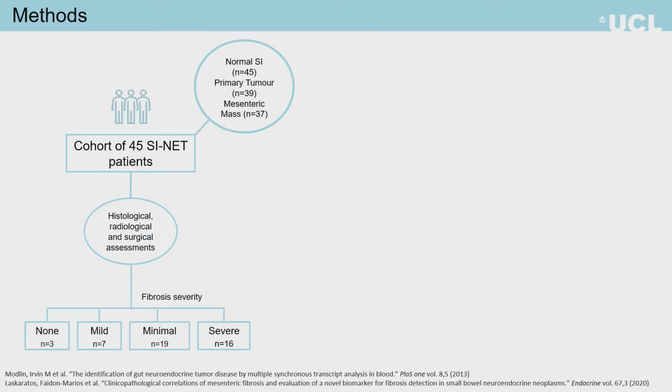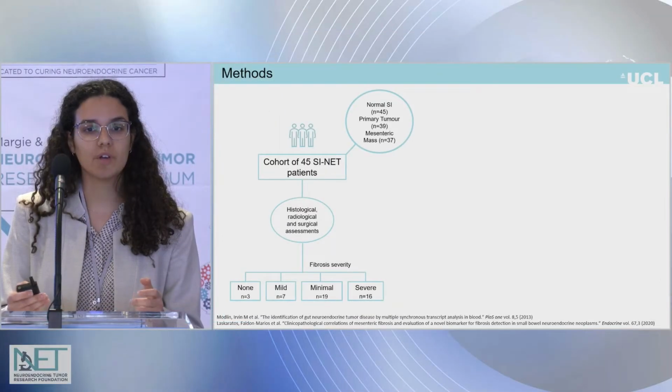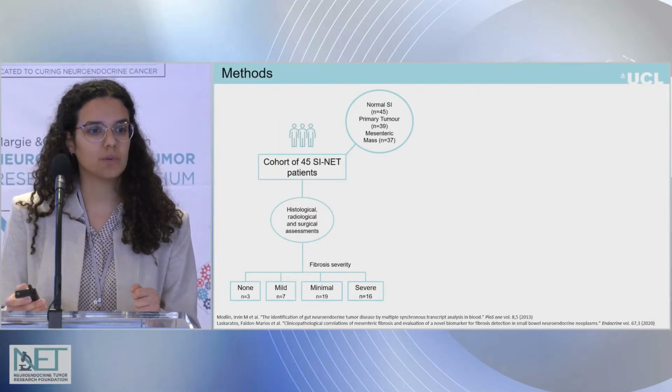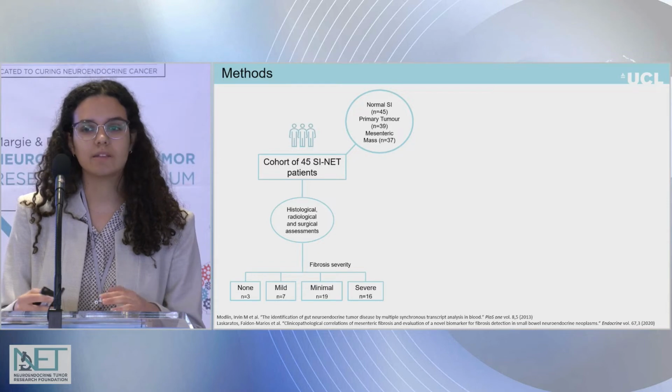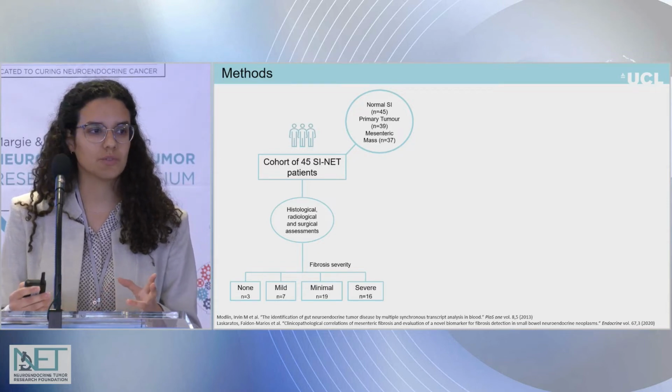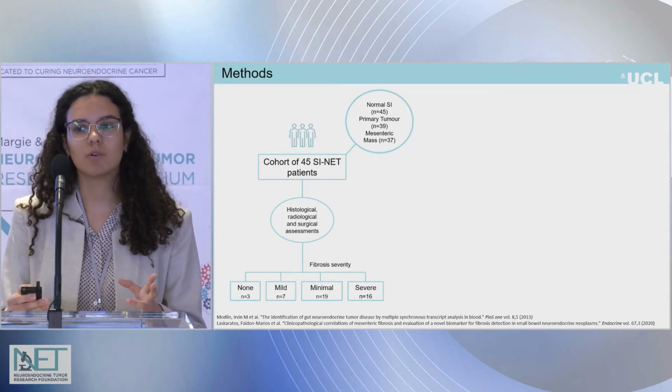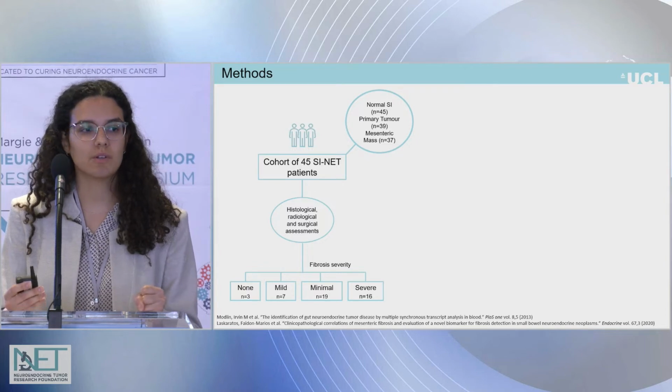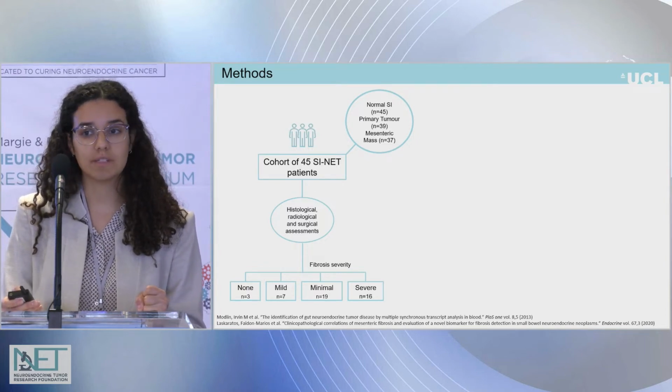Starting with UCL, we have analyzed our first cohort of patients, which is composed of 45 individuals, for which we have normal intestine, primary tumor, and mesenteric mass. These patients have been classified into 4 different groups of fibrosis severity according to histological, radiological, and surgical assessments.